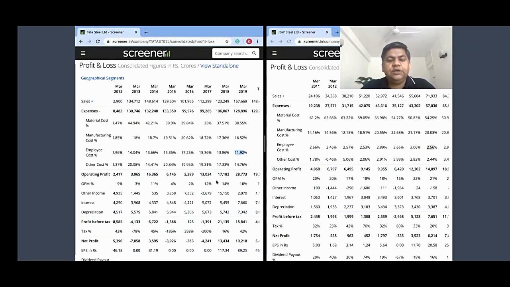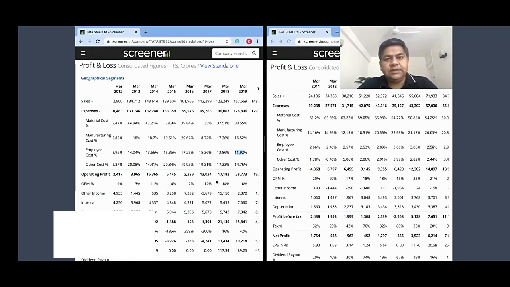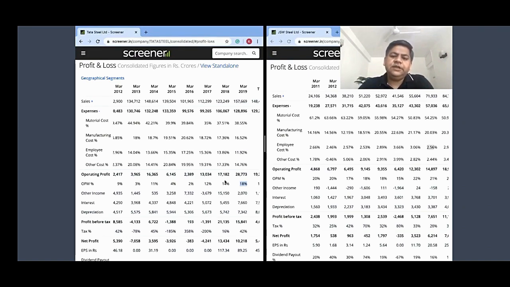So due to their Corus plant, which they acquired around 14 years back, people in London are not that easily available at lower salary. You know the London salary, right? You all know. They are paid in pounds and their salaries are better than India's salary. This is one thing which is pulling Tata Steel down. And that is why you see that their operating profit has gradually gone down in the last 10, 15 years. However, the operating profit of JSW Steel has gone up, and you can very clearly see where exactly this cost is coming from.